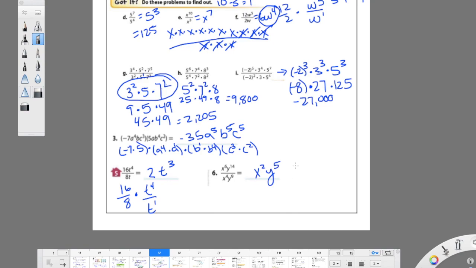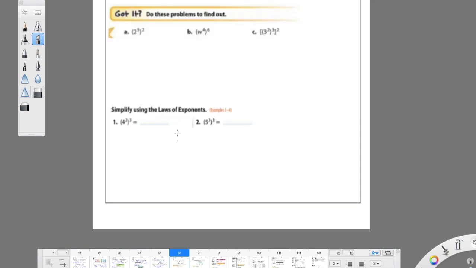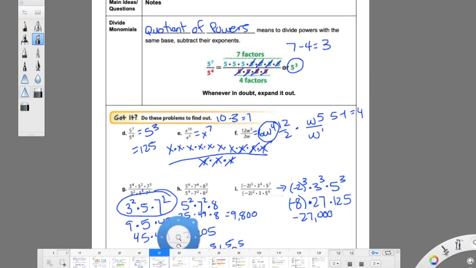All right, so I believe that will be it. Yep, that is it for section 3. So I will see you in section 4.